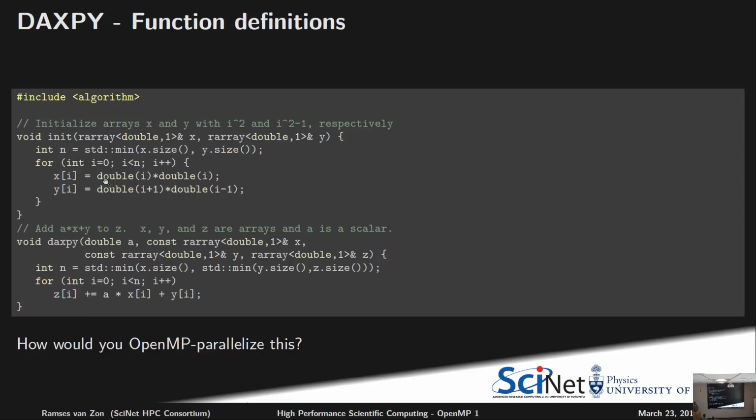And so here's my little init. Init just puts i squared and i plus 1 squared in x and y. It's a nonsense fill, but you want something non-trivial in there. And then the DAXPY is just z_i equals a times x_i plus y_i. So here's my loop. I don't really care about the init, although the same principles apply. But I want to parallelize this loop. So right now it's a serial code. It will work. It will give me an answer. What should I do to parallelize this?